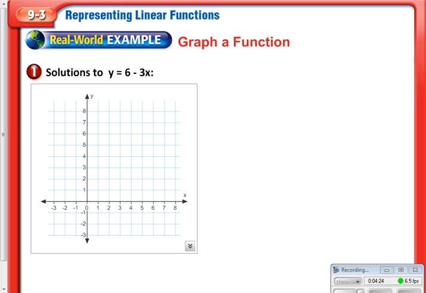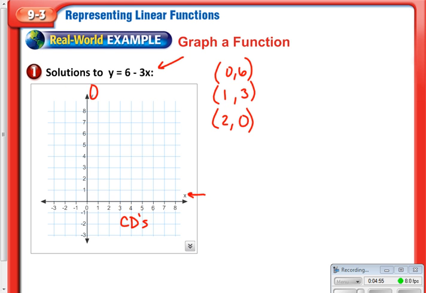Next, we're going to graph this. What you'll want to do is label your axes. Here are the solutions that we had. Remember from our prior table, we had 0, 6 that you have on your paper already. We have 1, 3, and we had 2, 0. What you want to do in your graph is label these axes. So here's my x-axis. This axis is talking about CDs, and the y-axis is talking about tapes.